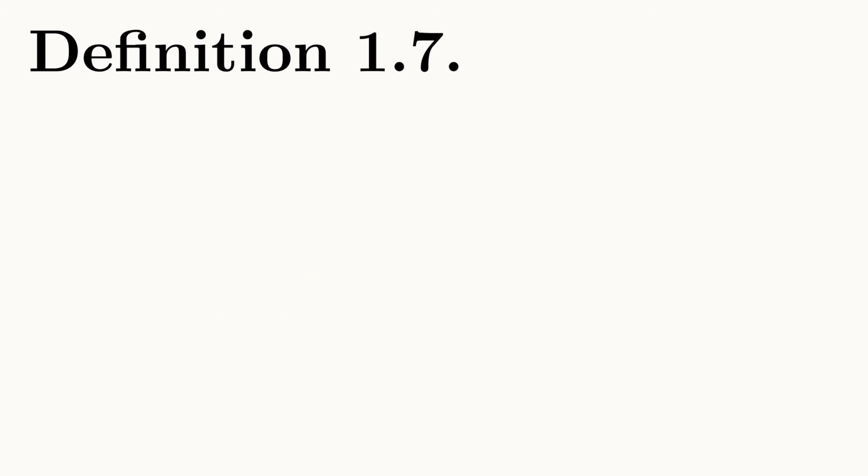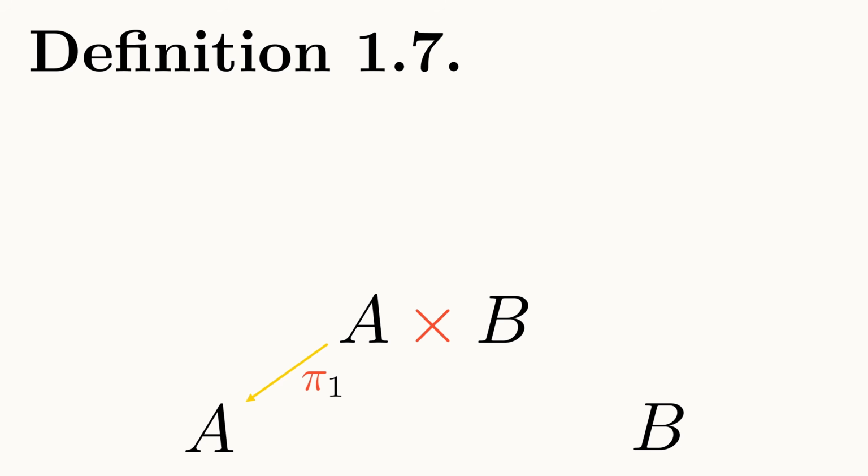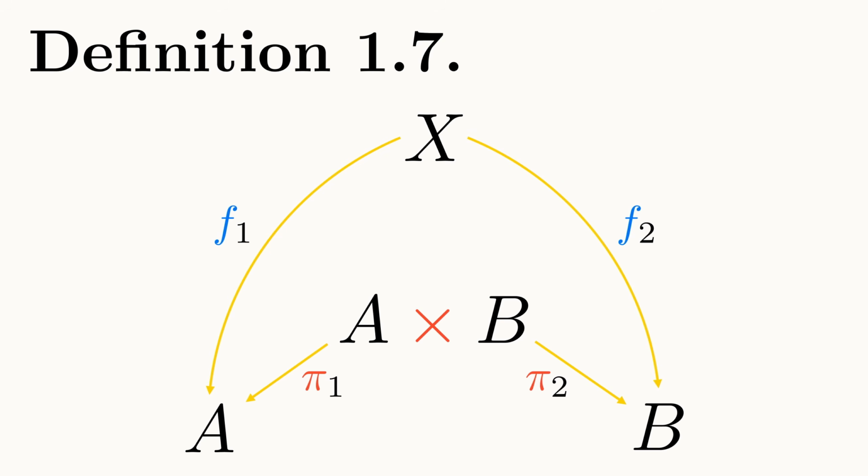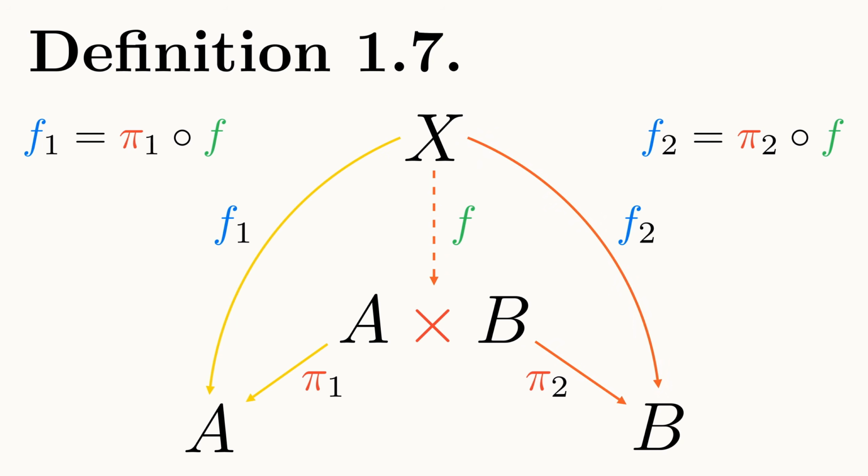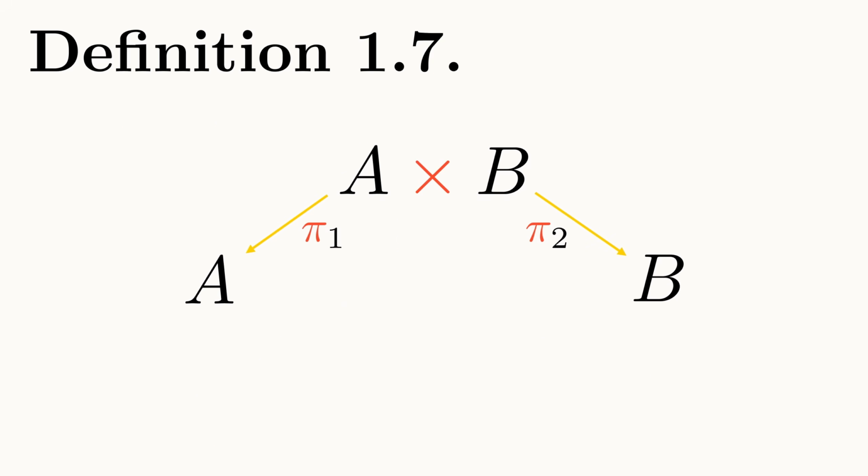We say that for any two objects A and B, there is an object called the product of A and B if it has arrows pi1 from A cross B to A, and pi2 from A cross B to B. And for any object X that has arrows F1 and F2 from X to A and B respectively, there is a unique arrow F from X to A cross B that makes this diagram commute. Saying that the diagram commutes is just saying that F1 will equal pi1 follows F, and F2 will equal pi2 follows F. As a final piece of terminology, we call the special arrows pi1 and pi2 projections.